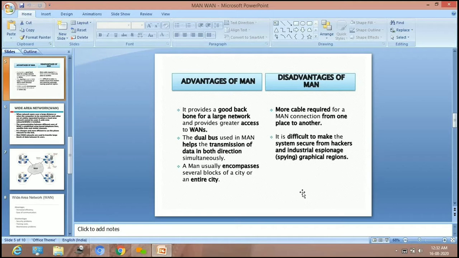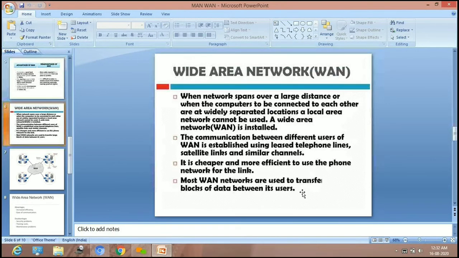But usually the WAN is utilized for connecting a variety of LANs in a particular range. Then let's go on to the wide area network, that is WAN. WAN is having the largest range, the largest area, and when a network spans a larger distance, or when the computers to be connected to each other are at widely separated locations, where a local area network cannot be used, there the wide area network is installed.